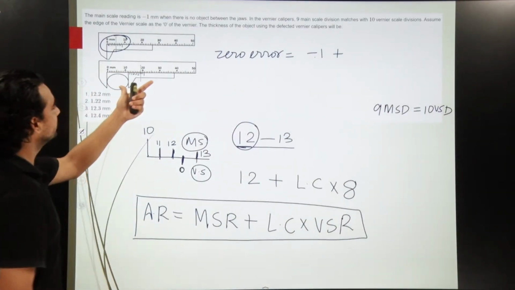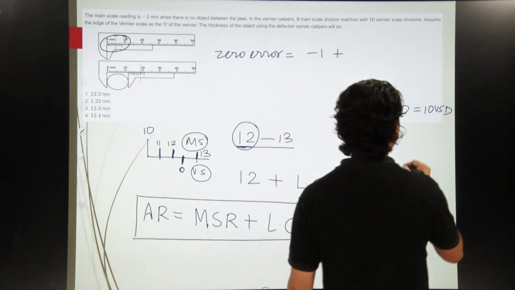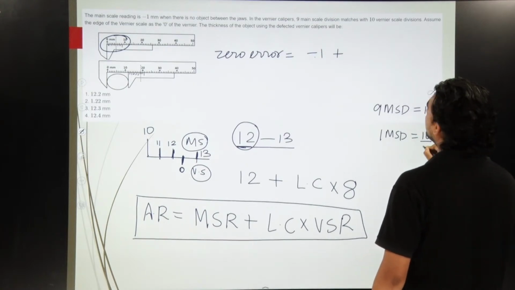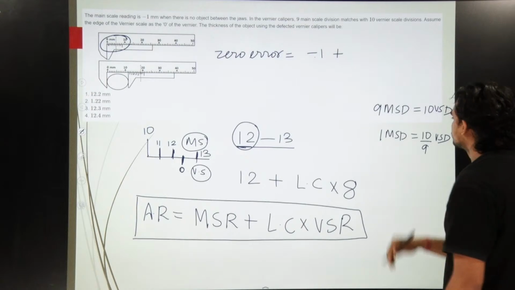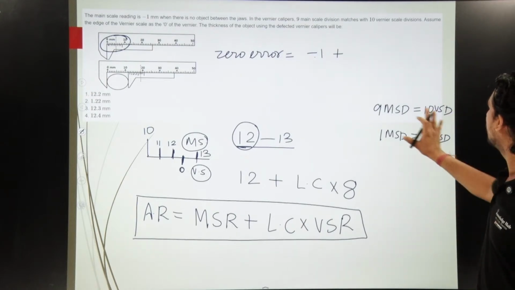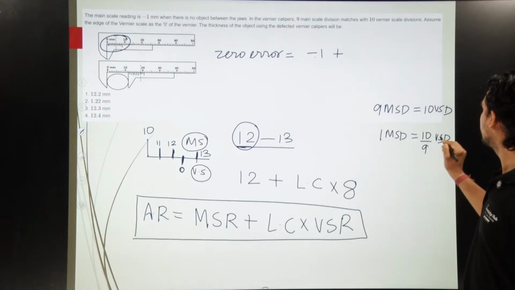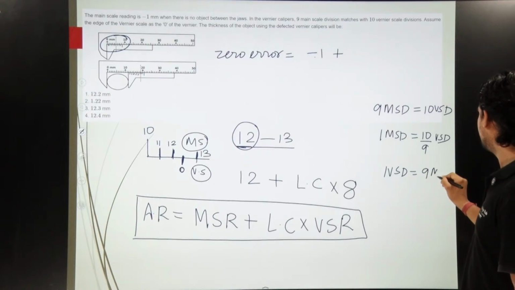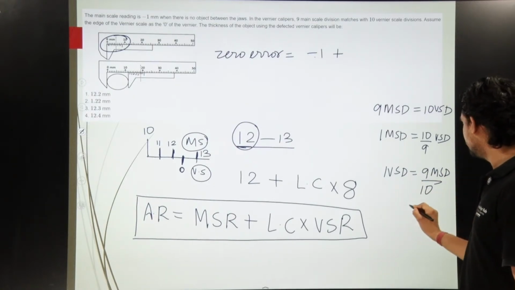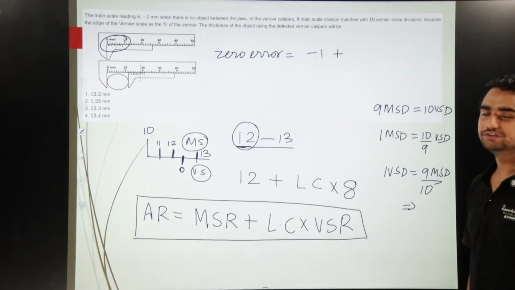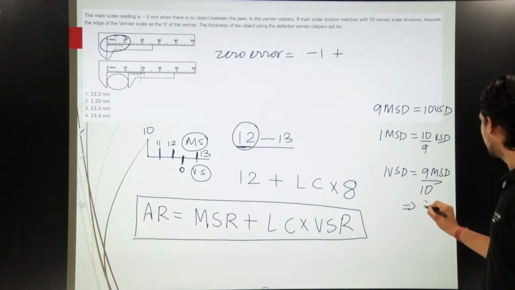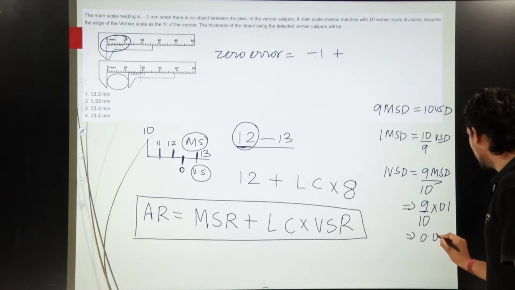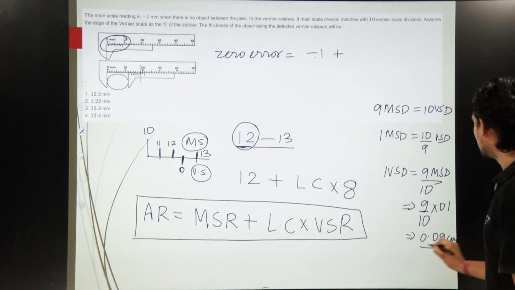So this is basically a centimeter scale, right? Now I know that one main scale division is basically 10 by 9 Vernier scale divisions. Now this is how you can find the least count. So what is 1 VSD? 1 VSD is basically 9 MSD by 10. And what is 1 MSD? 1 MSD is 1 main scale division, that is 0.1 centimeter. So I will have 9 by 10 into 0.1 centimeter, so this is 0.09 centimeter.